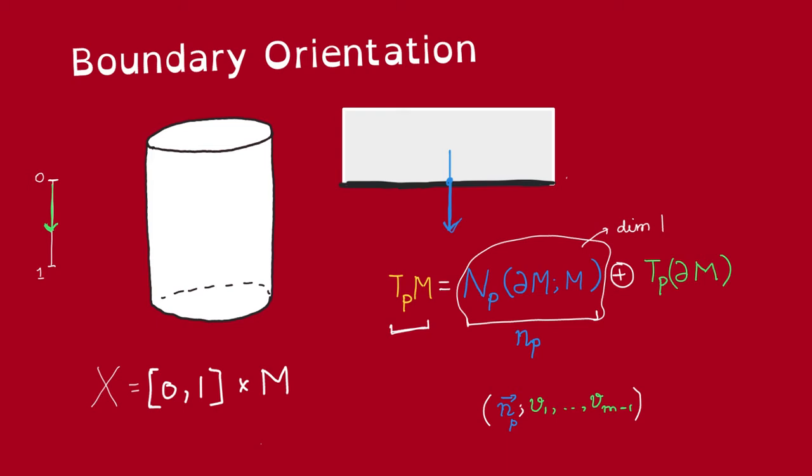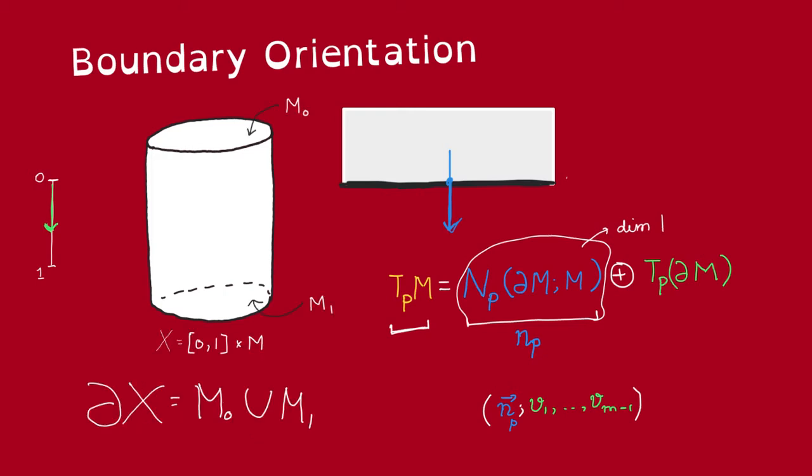Our question now is, what is the orientation on the boundary of X? Well, first, let's recall what the boundary of X is. Recall that the boundary of X is just the union of this copy of M with this copy of M. Now, let's figure out what the boundary orientation is. Our claim is that the boundary orientation on this M0 is going to be opposite to the orientation on M, whereas the boundary orientation on M1 is actually going to be the same as the boundary orientation on M.